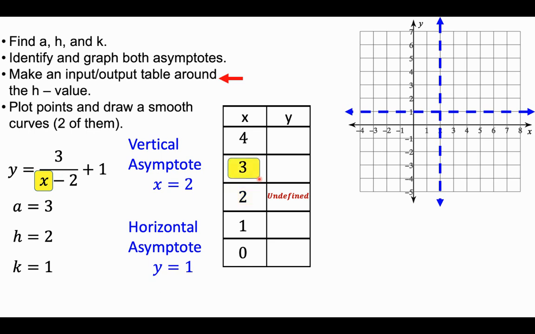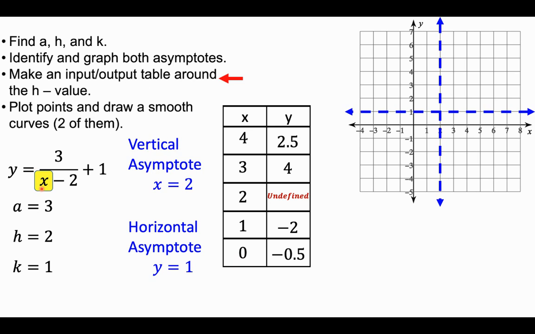Right. And then now just start plugging these into your equation that I gave you, and that should start giving you some answers. So if you plug a 3 in there, 3 minus 2 is a 1. 3 divided by 1 is 3, plus 1 is a 4. Plug a 4 in. 4 minus 2 is 2. 3 divided by 2 plus 1 is 2.5. I don't mind if you use decimals. It's up to you. Plug a 1 in, you get a negative 2. Plug a 0 in, you get a negative 0.5. And so we made our input output table.